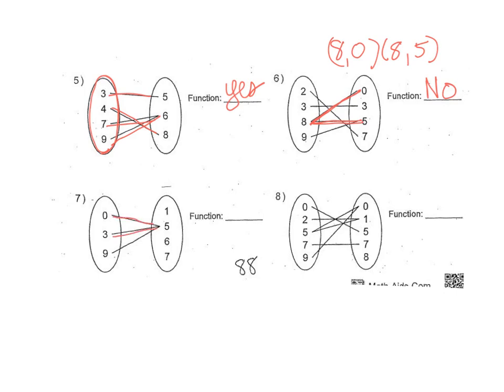Everything here is just one line leaving each x value. So yes, it is a function. And then here, number 5, I see the 5 here has 2. It goes to 0. And it also goes to 1. And so that would be a repeat in the x value. And it's not a function.